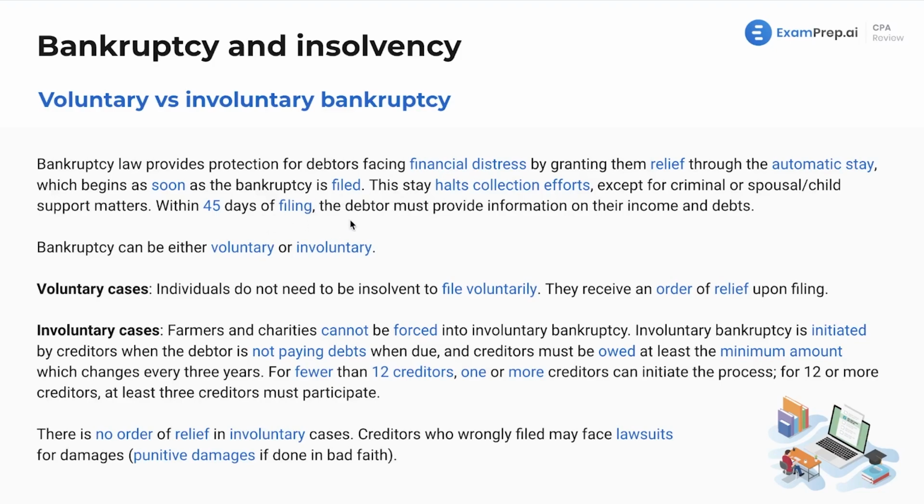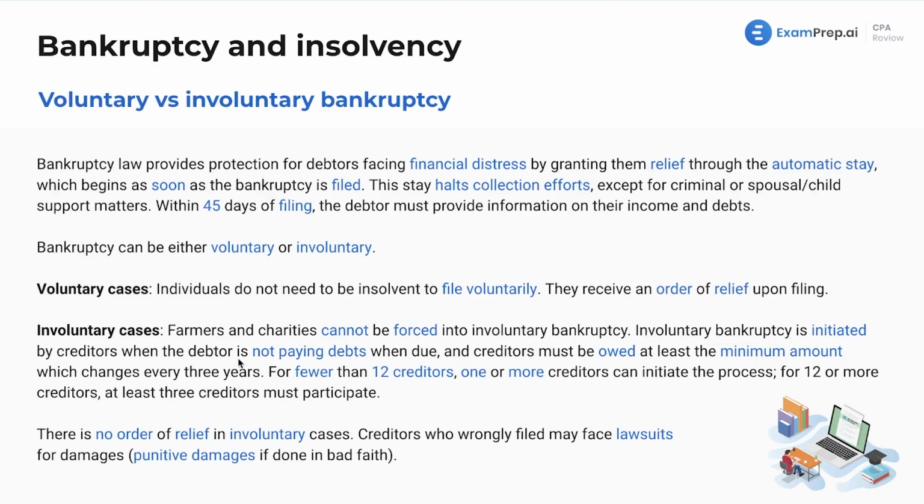Within 45 days of filing, the debtor must provide information on their income and debts. Now, we said this can be voluntary or involuntary. On voluntary cases, individuals do not need to be insolvent to file voluntarily. They receive an order of relief upon filing. And for involuntary cases, farmers and charities cannot be forced into bankruptcy. We saw that as well.